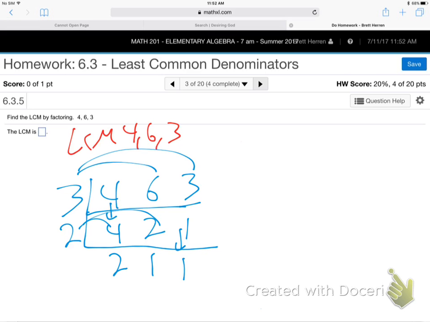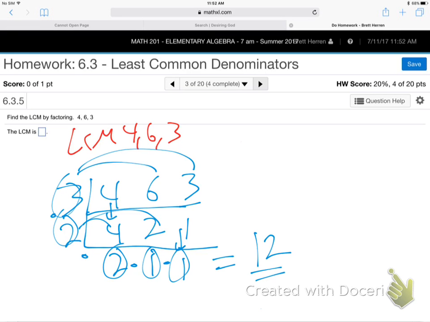And can we do another layer? Is there something that goes into 2 of these? Well, 1, yeah, but 1 goes into everything, right? We'd be doing 1 forever. We're not going to do 1. Is there anything other than 1? No. So we're done. So what's our answer? Multiply these together. Times, times, times, times. So 3 times 2 is 6, times 2 is 12.